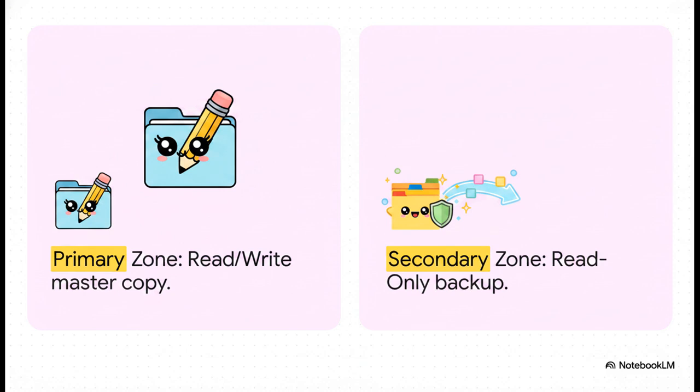The secondary zone, on the other hand, is essentially a read-only photocopy of that master document. It gets distributed to other servers to provide load balancing, so one server isn't doing all the heavy lifting, and crucial fault tolerance to keep things running if the main server crashes. You actually can't make changes directly on a secondary zone. It quietly syncs up with the primary through a process called a zone transfer, actively querying the primary server to pull down the latest photocopy of the records.